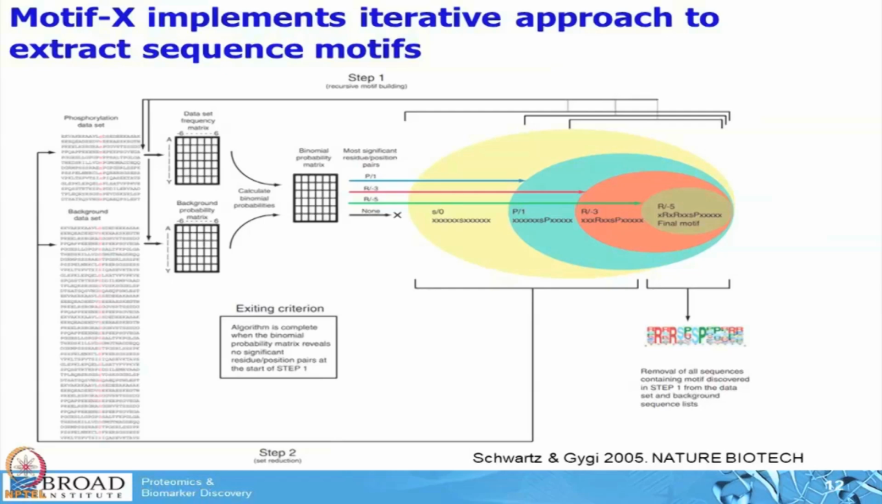MotifX does that in an iterative manner. First of all, it takes all sites that you feed in and extracts the most significant sequence motif from that set, and then it removes those sites from the initial set and repeats the analysis. So that's one specific property of the software.